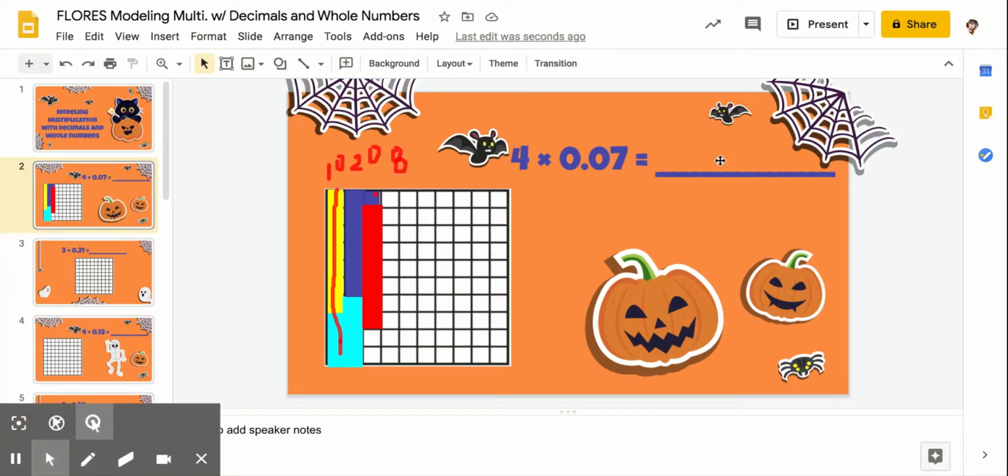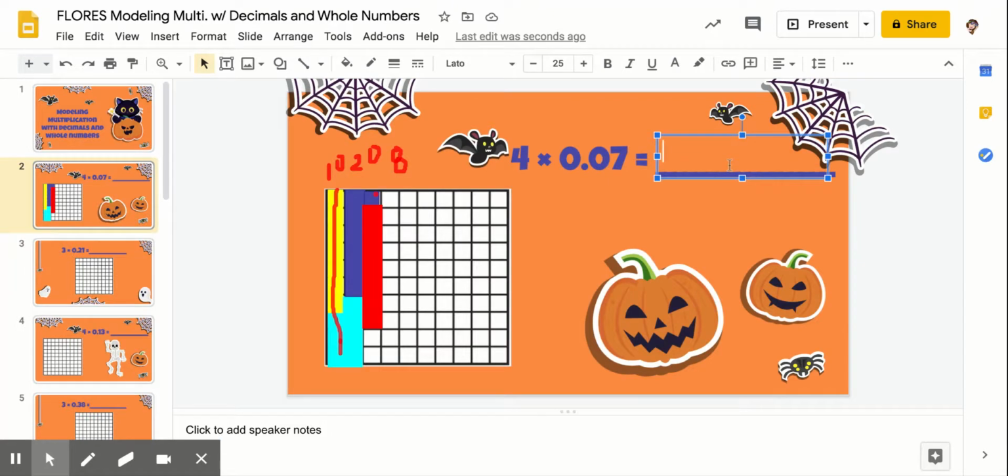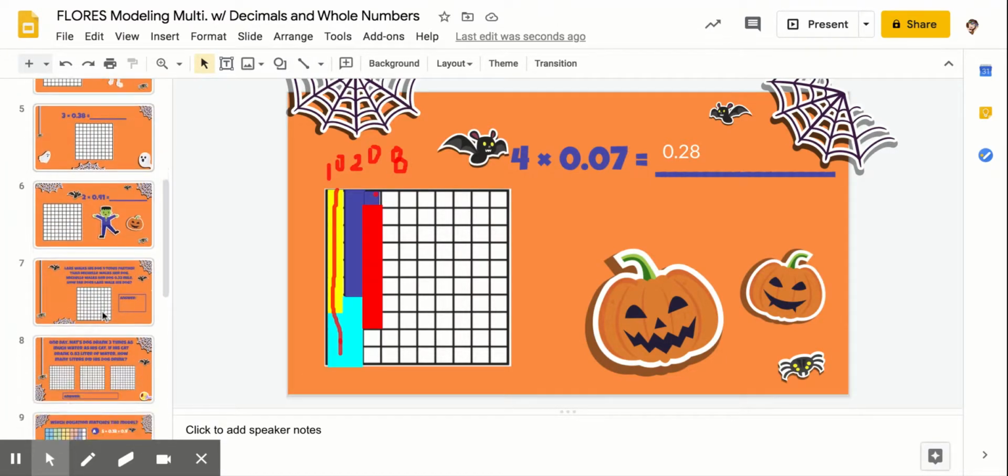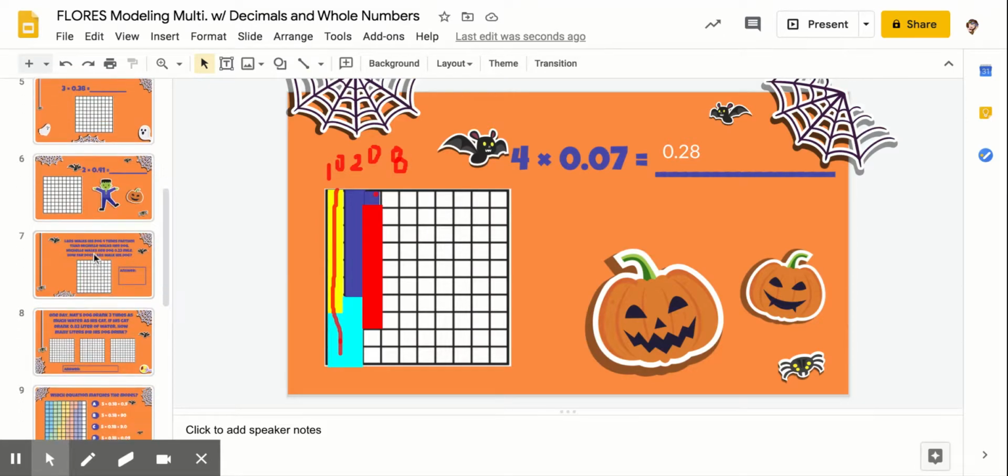So I'm going to type it in here in my box. 28 hundredths would be my final answer. And so you're going to use this to help solve the rest of these problems. You've got quite a few that are going to be the same kind of thing, right? You've got a couple of word problems as well.